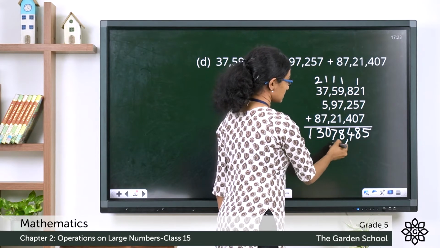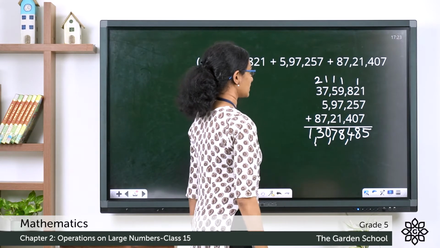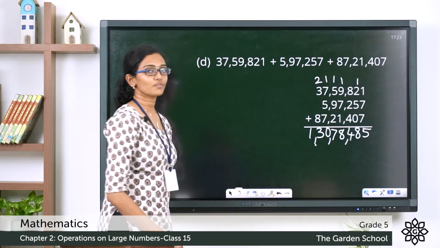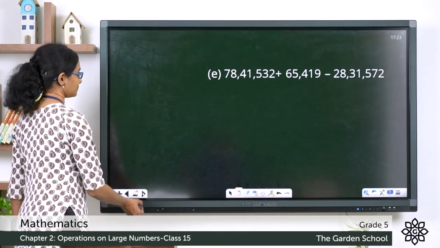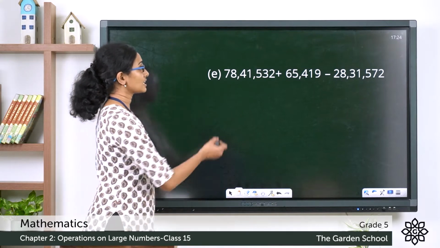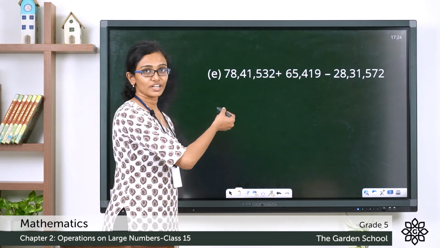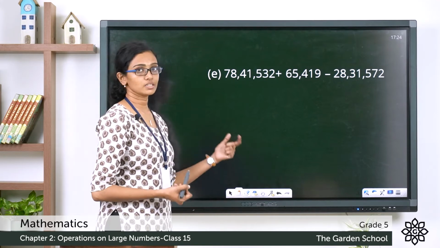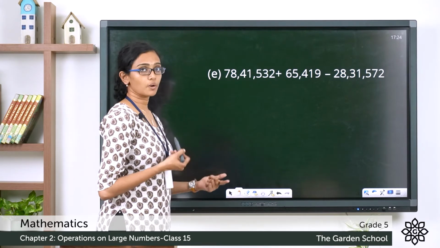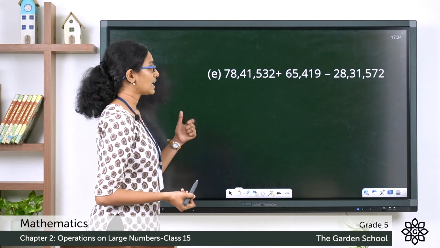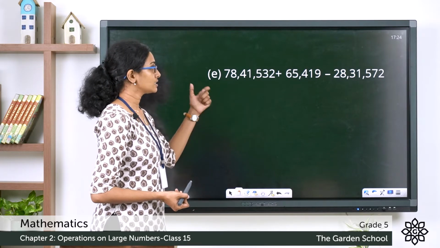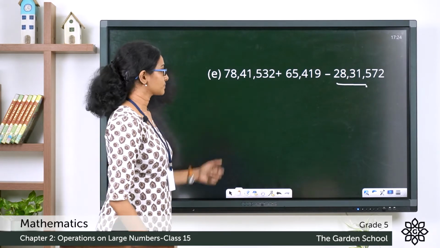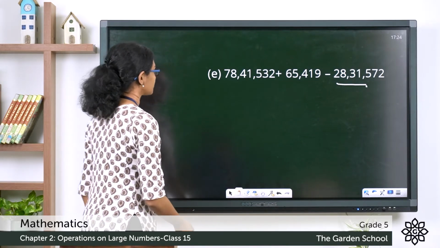Let's insert commas in between. So that gives you 1 crore 30,78,485 as the sum. Now question E, it's a combination of addition and subtraction here. So we have learned that when addition and subtraction come in the same question, which operation we do first? We always do the addition part first, then subtract the third number from the sum. So let's do the addition part first.